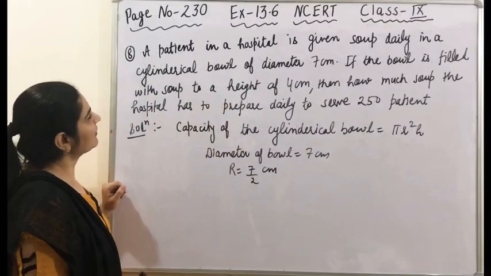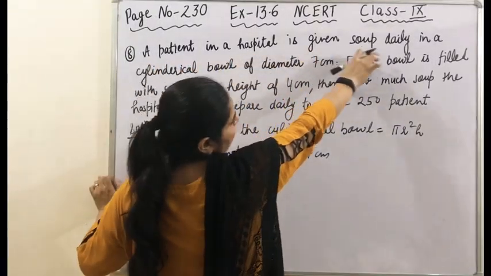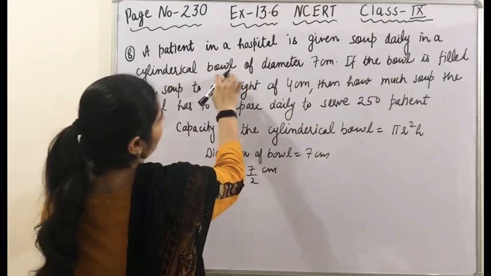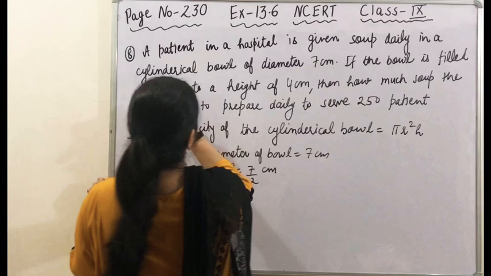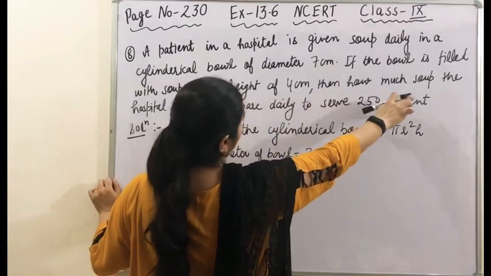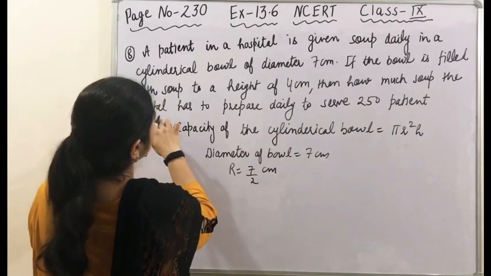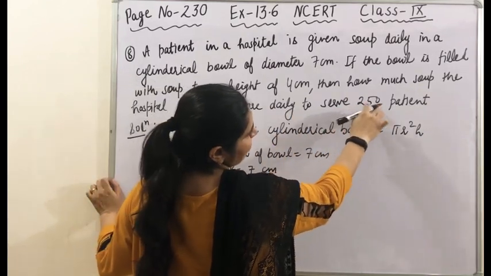Last question of the exercise. A patient in a hospital is given soup daily in a cylindrical bowl of diameter 7 cm. If the bowl is filled with soup to a height of 4 cm, then how much soup does the hospital have to prepare daily to serve 250 such patients?